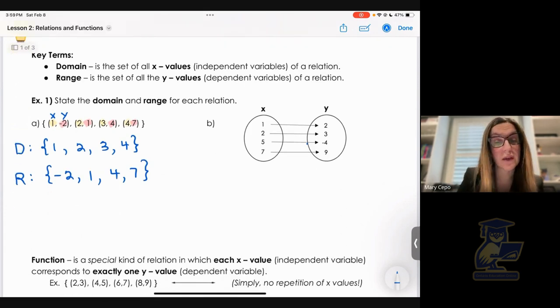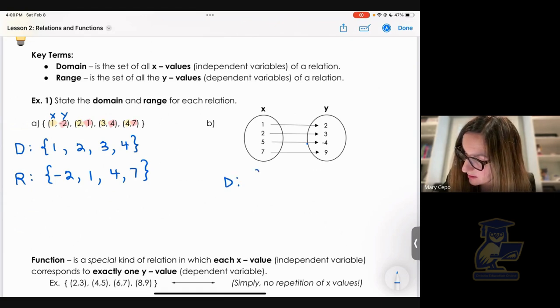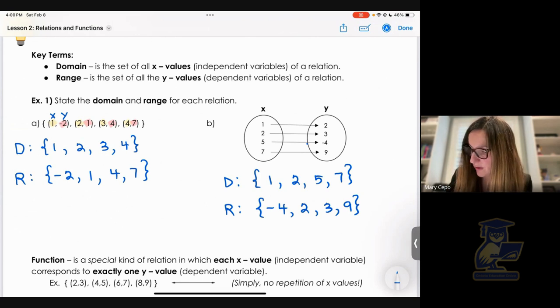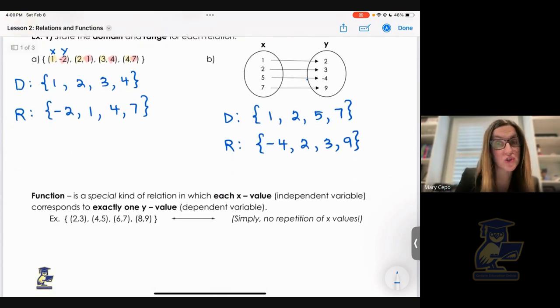Okay, looking at example B. Example B, we have a mapping diagram. Again, the set values for X. If we're stating the domain, it's all the possible values for X. So in this case, our domain is 1, 2, 5, and 7. Our solution set for range, all the possible values for Y. Again, they're always stated in increasing order. So we'd start with -4, it's the lowest value, 2, 3, and 9. Let's close our bracket.